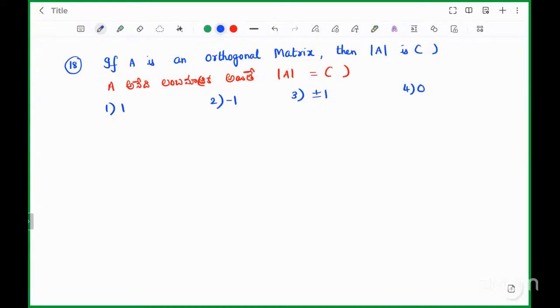So my dear students, first of all we should know what is meant by the orthogonal matrix. This is very, very important. First, our discussion should be only on the orthogonal matrix. What do you mean by the orthogonal matrix?